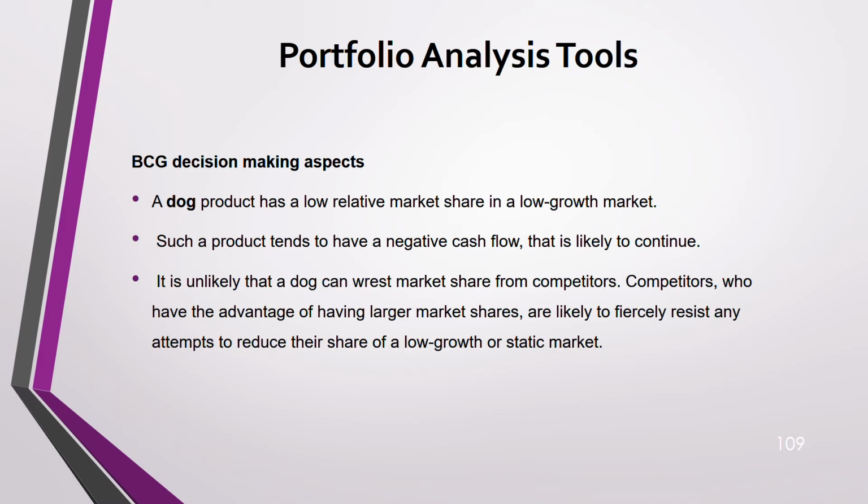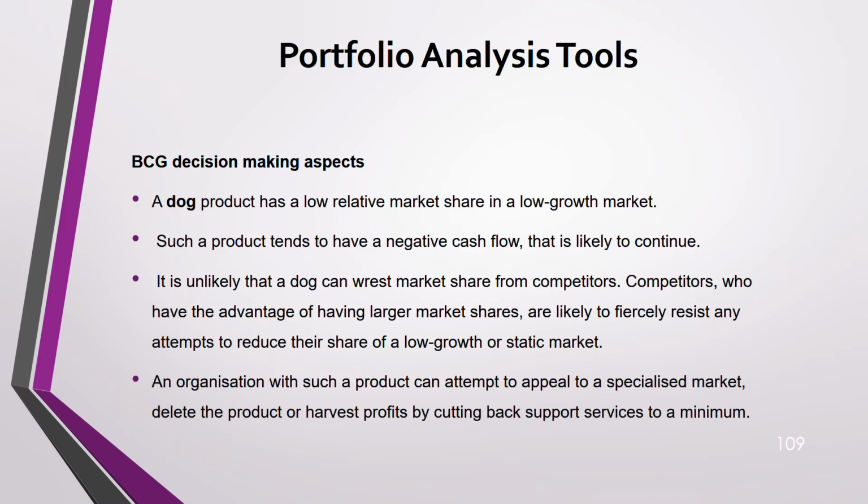But for dogs, it is unlikely that a dog can wrest market share from competitors. It's very difficult for a dog to snatch away market share from their competitors because competitors already have the advantage of larger market share. Since they have that advantage, economies of scale is there. They can fiercely resist any attempts to reduce their share. If they see that dogs are trying to reduce their share, the competitors will do everything possible, and they can do it because they have the resources. They have enough market share, they have enough contacts, the market is there. They can do it, right?